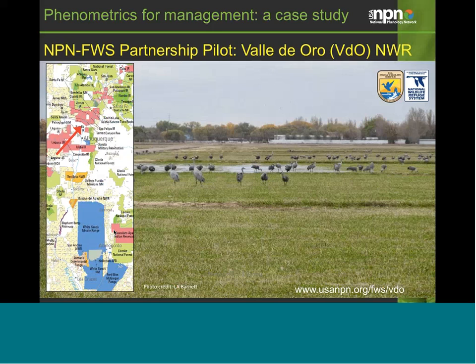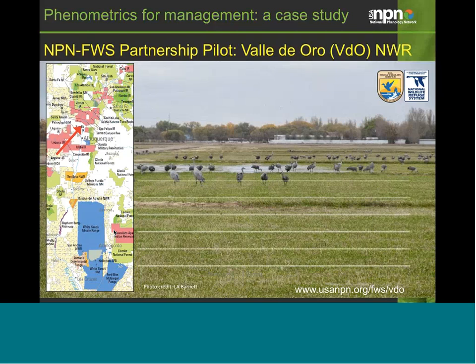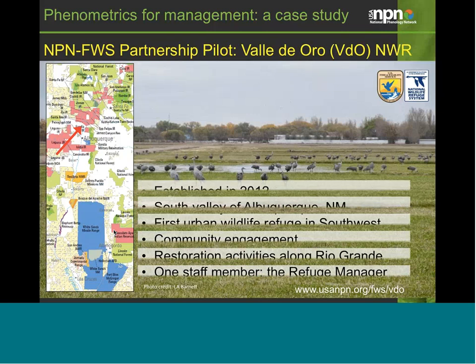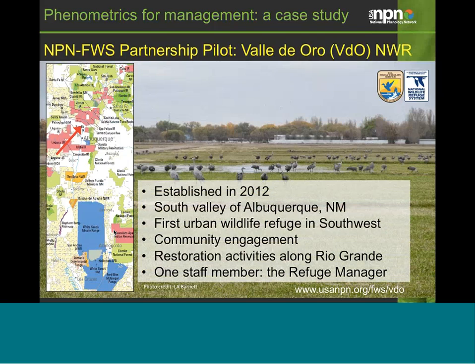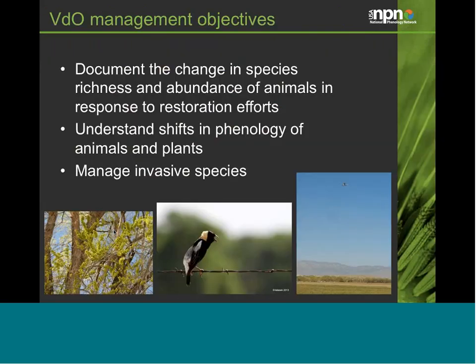And a key activity is community engagement. You're showing the local community why it's important to do management and how they can become involved and appreciate what's going on. They want to do a lot of restoration. And the drawback, though, is that the funding only allowed one staff member, and that's the refuge manager. So she's determined to still meet these ambitious management objectives that include documenting the change in species richness and abundance of animals in response to restoration, understanding shifts in the phenology of animals and plants, and managing invasive species.